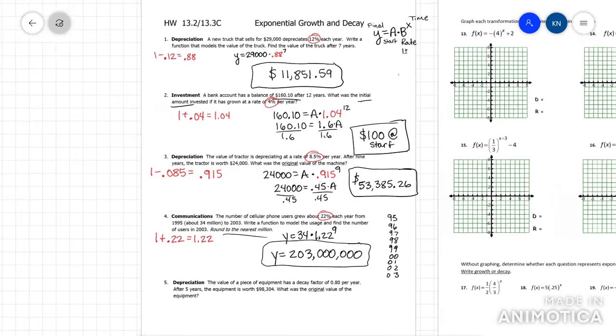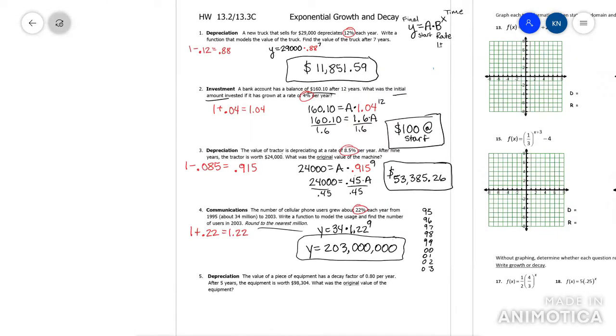Oh, and by the way, if they're asking you to write a function that models the usage, like look at this first one, write a function that models the value of the truck. Instead of time, you just put an X. So it'd look like y equals 29,000 times 0.88 to the X. So don't overthink that. All right. So like this one would have been y equals 34, remember, in terms of millions though, times 1.22 to the X. All right. So don't overthink that.